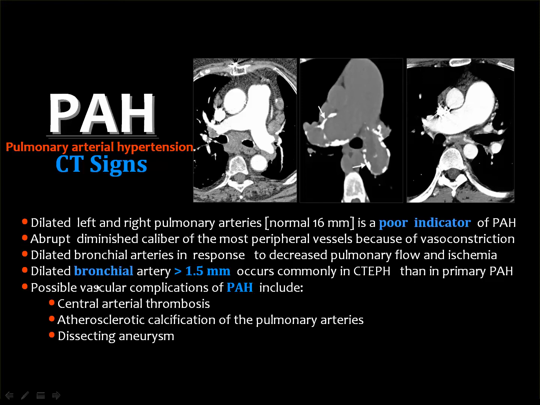Then the complications of elevated pulmonary arterial pressure usually include the development of central arterial thrombosis, like this and here, the arteriosclerotic calcification of the pulmonary arteries, and the development of dissecting aneurysms.